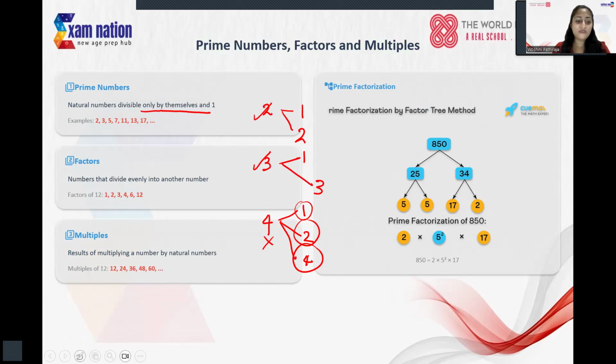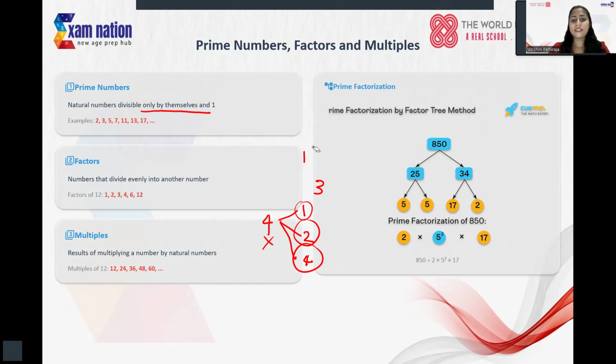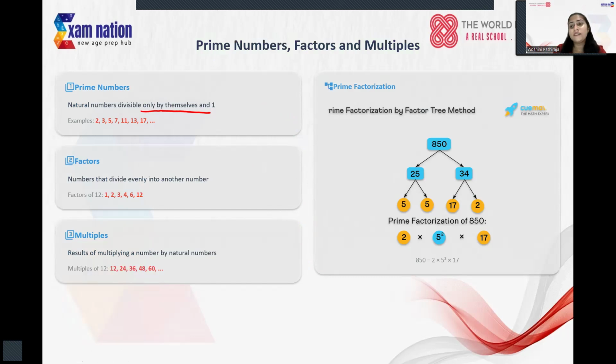Okay, then let's see the factors. What are called factors? Factors means the numbers that divide evenly into another number. If we can divide a number by another number, then the number we use to divide is called a factor of that number. Okay, look at number 12. Look at this example. I considered 12 here. What are the numbers we can use to divide 12 without any remainder?